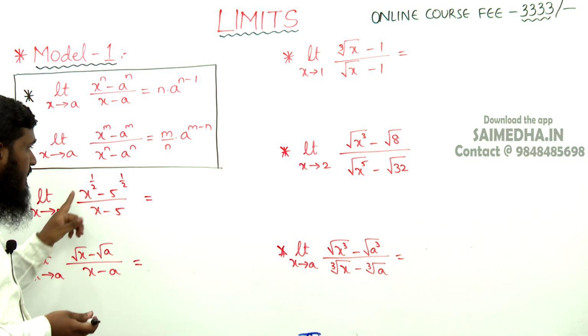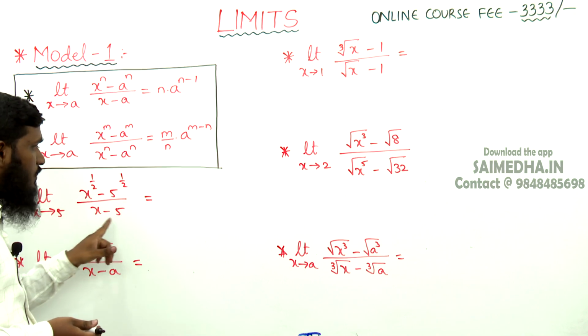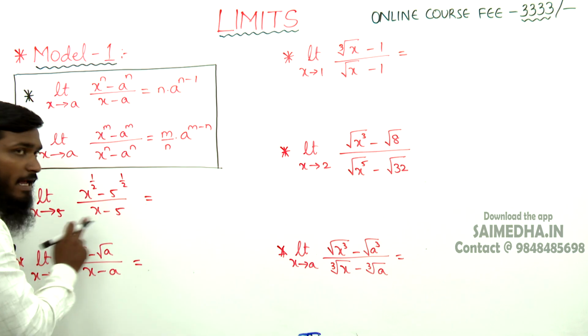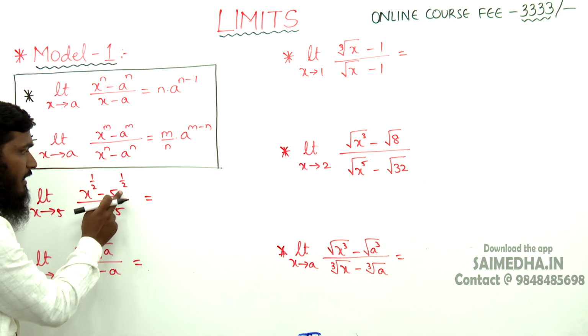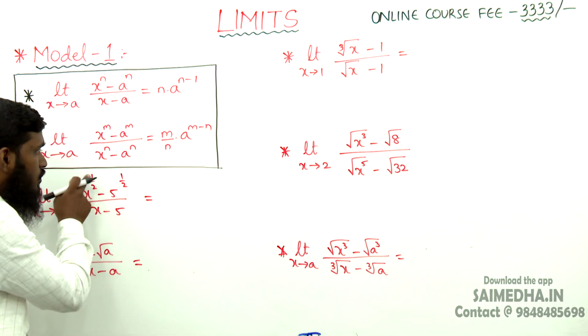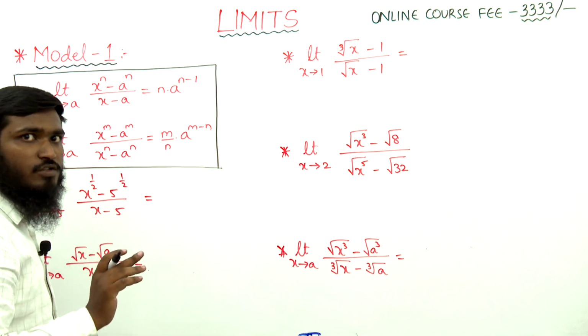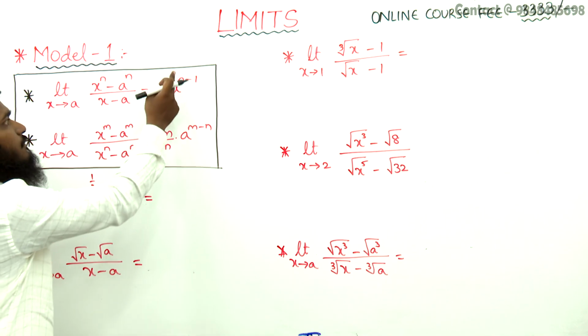Now let us see this question over here. Limit x tends to 5, x power 1 by 2 minus 5 power 1 by 2 divided by x minus 5 is given. As we have discussed, what is the a value we have? 5. 5 and 5 are the same. The powers of the numerator are the same, 1 by 2 and 1 by 2, and the powers of the denominator are also the same, 1 and 1. So which formula are we using?